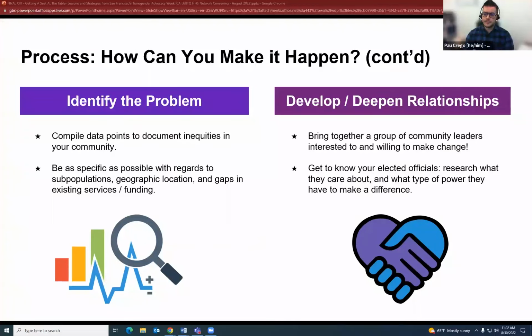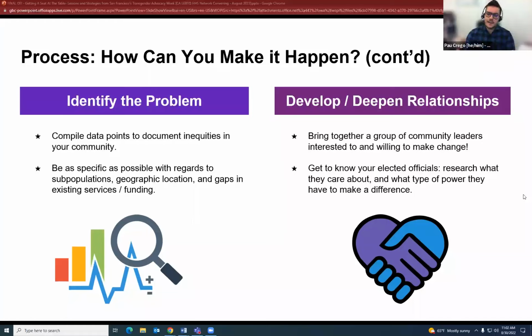The second step is develop or deepen relationships in order to communicate what the problem is. So on the one hand, bringing together a group of community leaders who want to make change. And for us, that was our advisory, the Trans Advisory Committee. And then the second is getting to know your elected officials. So not just who they are, but what they care about, what type of power they have to be able to make a difference, and what their constituency is.